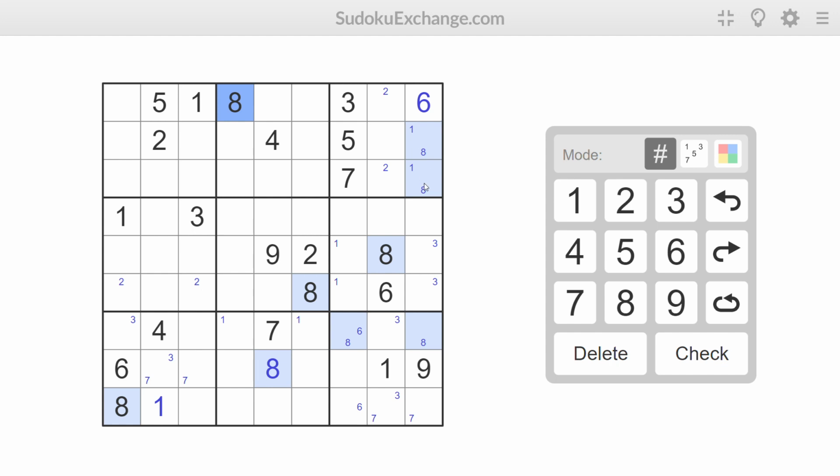Now this column can contain an 8 only in this box over here. So 8 cannot appear anywhere else over here, right? And we've already put in two candidates for 8s here. See, this column has an 8. This column will have an 8 in either of these two places, nowhere else. So this column is taken with 8. So this is the only place left where we can put an 8. Let's put an 8 here and eliminate this 8 from here.